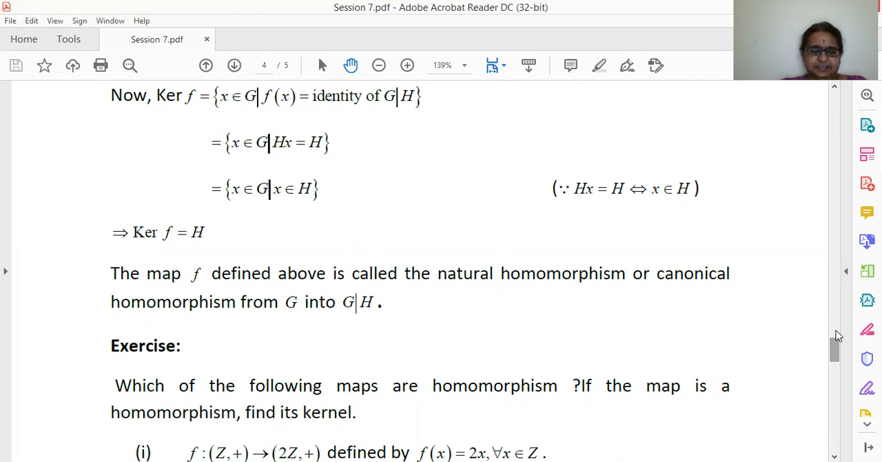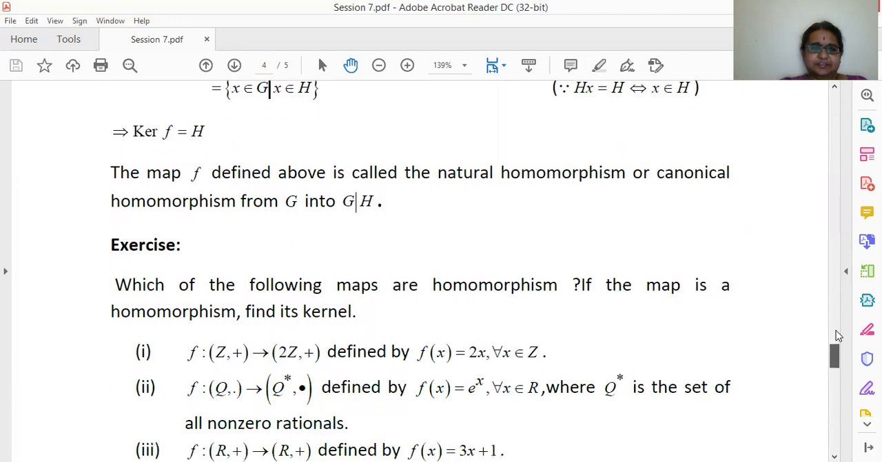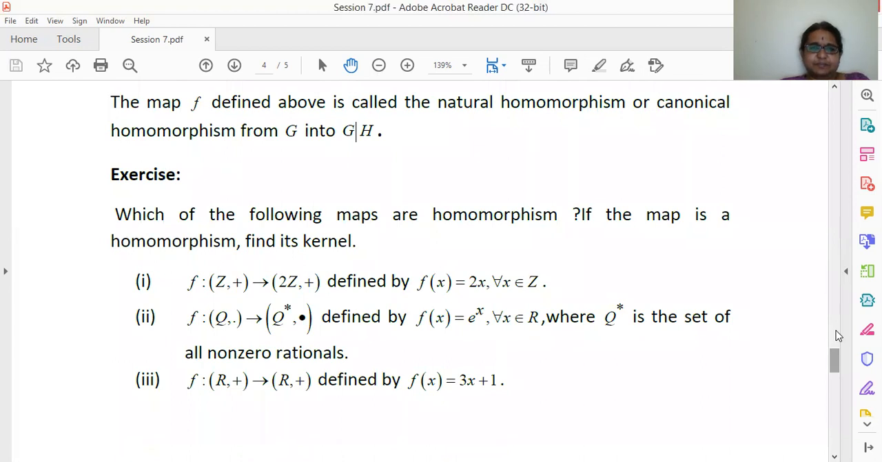We shall see some exercise problems. Which of the following maps are homomorphisms? If the map is a homomorphism, find its kernel. Another thing we have to remember is that only when the mapping defined is a homomorphism do we find its kernel. So first we have to check whether the mapping is a homomorphism, then proceed to find the kernel.